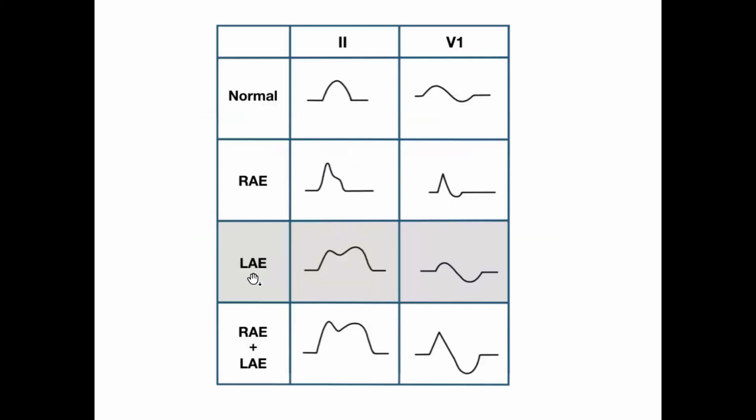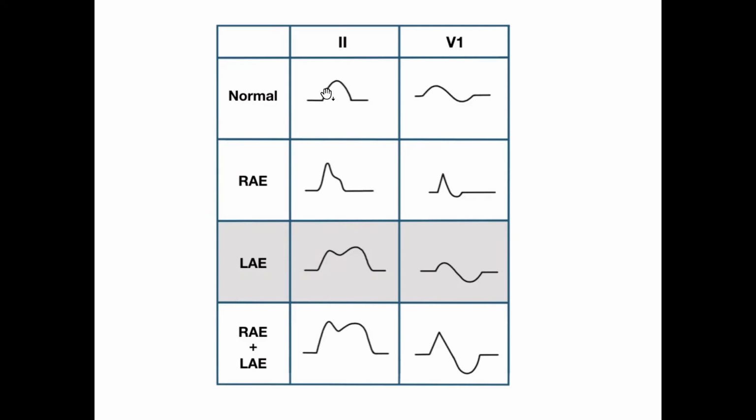So this is a normal P wave. The first half of the P wave occurs because of right atrial depolarization. The second half is because of left atrial depolarization, and the middle part is because of both right atrial as well as left atrial depolarization. If there is right atrial enlargement, the first part will get heightened up, that is a peaked P wave. You can see here in right atrial enlargement.